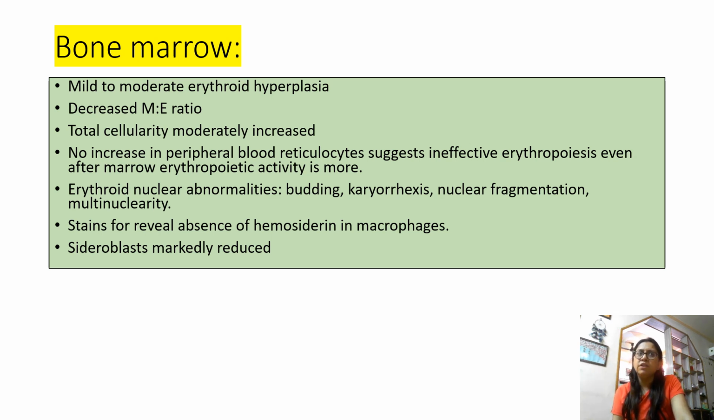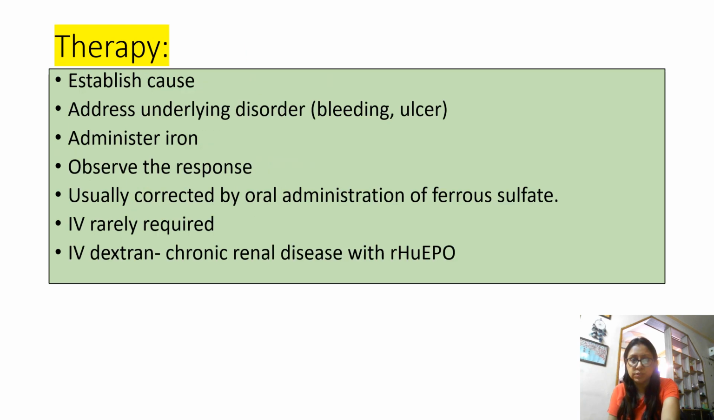ठीक है, and you can have erythroid nuclear abnormalities. Ineffective erythropoiesis हो रही है, तो जो erythroid cells होते हैं, they will present with nuclear abnormalities like budding, karyorrhexis, nuclear fragmentation and multinuclearity. Then when we look for iron in bone marrow, जब हम special stain use करते हैं, जैसे Pearl stain we use it for detecting iron. So they will show absence of hemosiderin in macrophages and sideroblasts are markedly reduced.